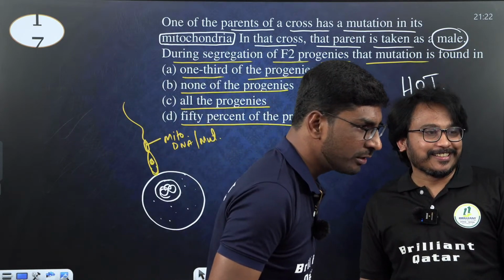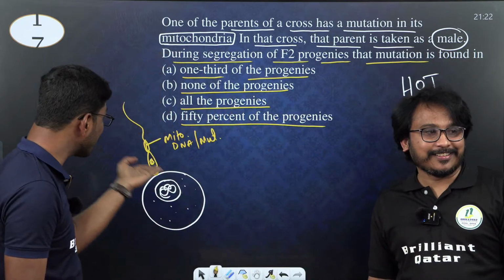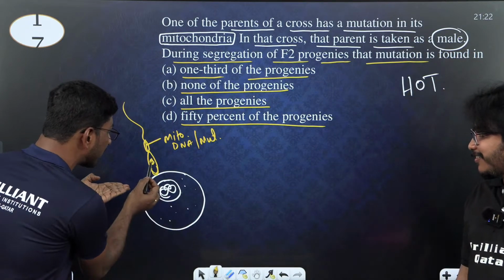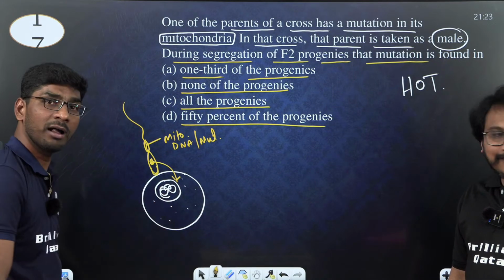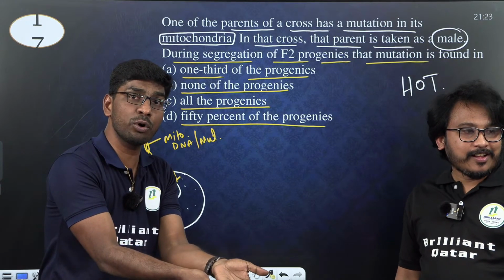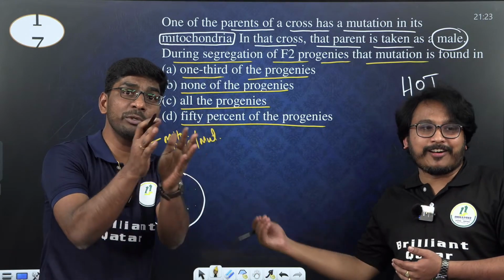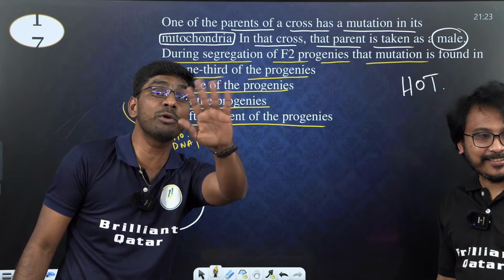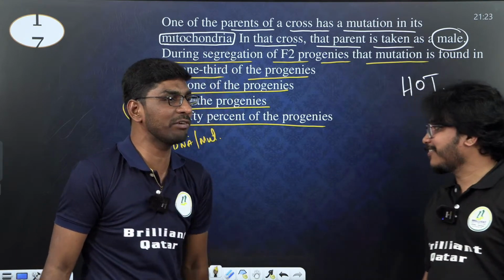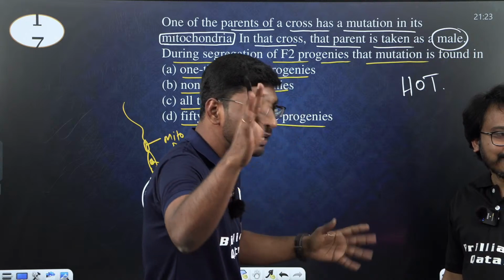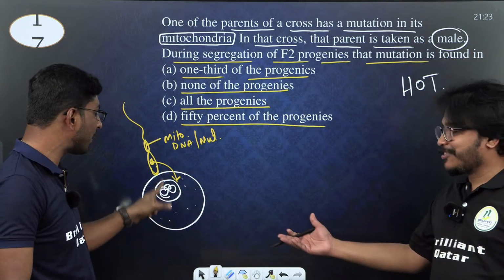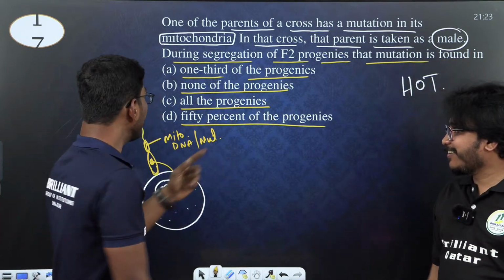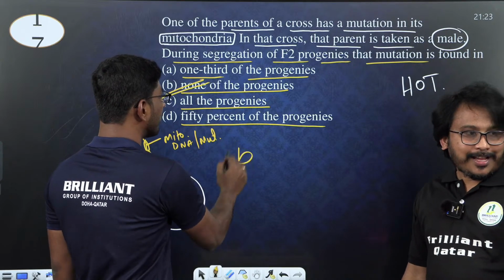Because at the time of conception, fertilization, what will come in? Only the haploid nucleus will go, right? Only the contribution from the father is the haploid nucleus, 23 chromosomes. Mitochondrial DNA will not come. Mitochondrial DNA will not go inside. They will not participate. So the answer is none of the progeny.